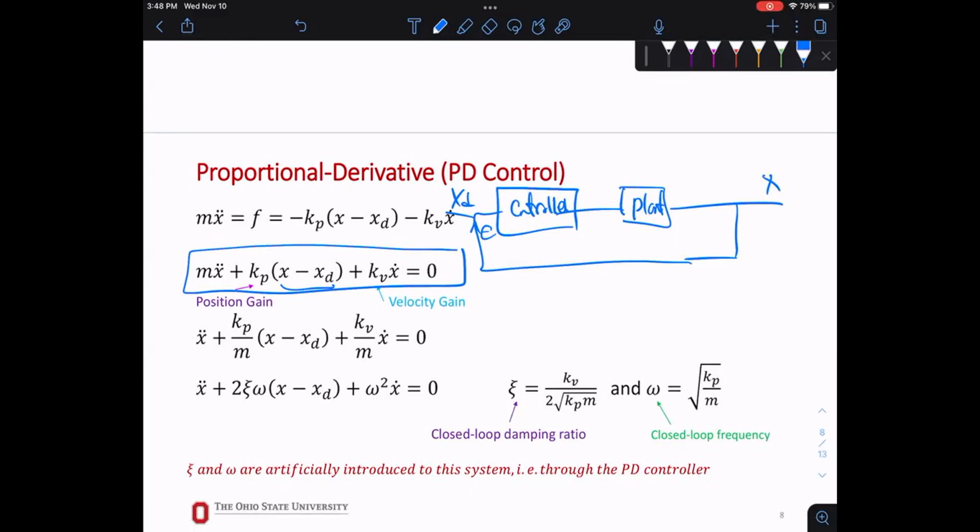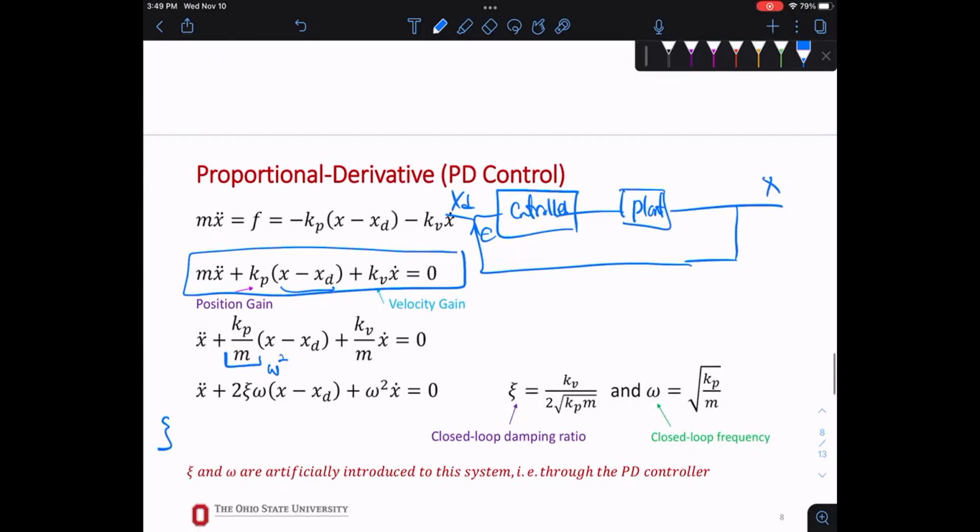Now we can define damping ratio and frequency for the system. So hopefully you know how to find them, but if not, if we divide everything by M, we have Kp over M, X minus X desired, plus Kv over M. So this is omega squared. We can also write zeta, I actually have it here. Zeta is Kv over 2 square root of Kp M. Hence you have 2 zeta omega.